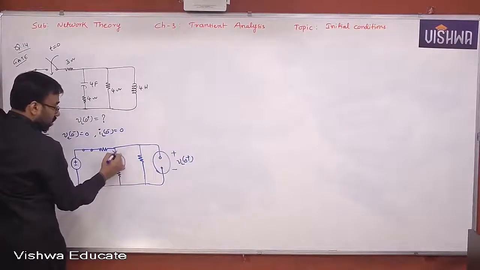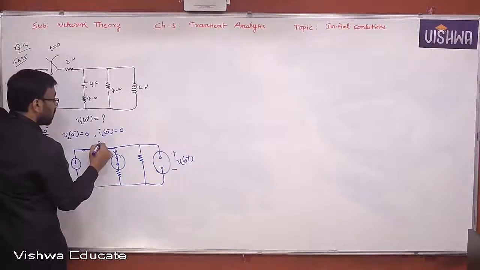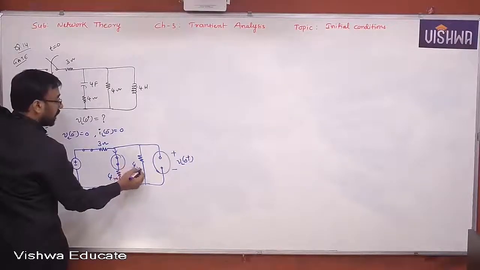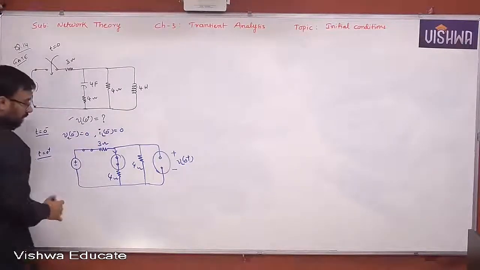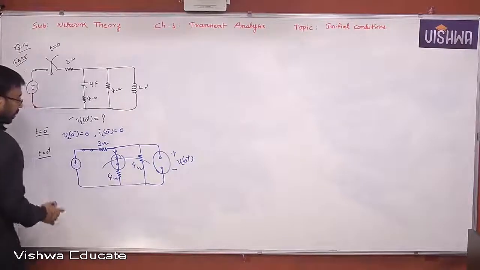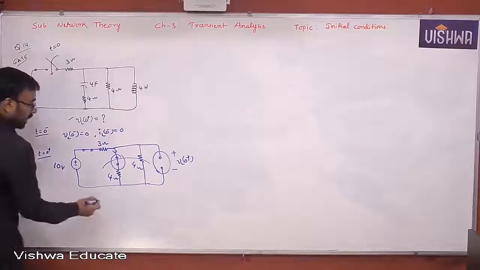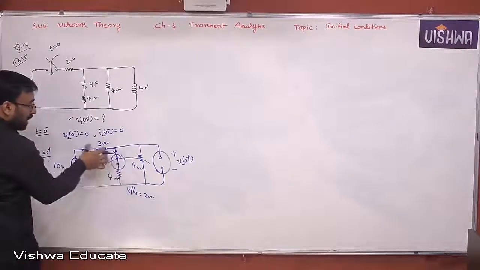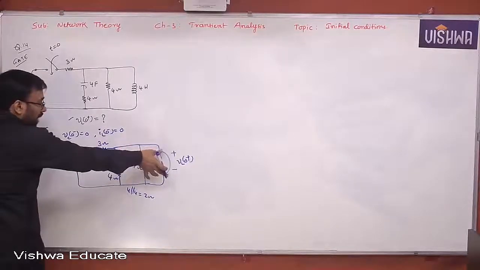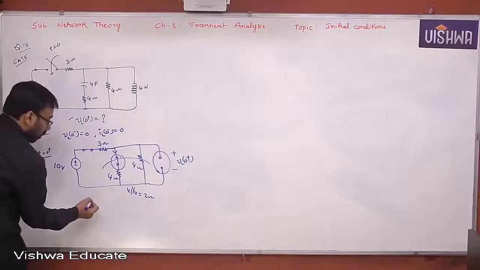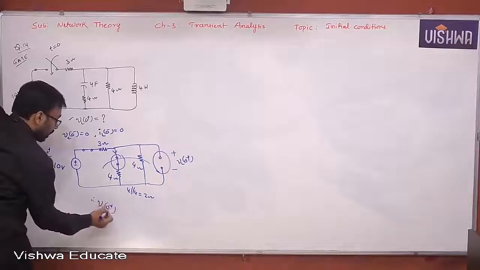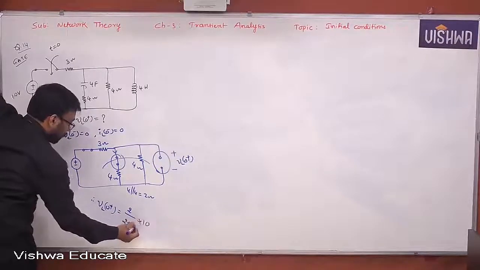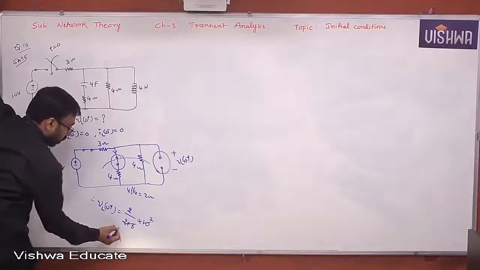This is IC of 0 plus, but the question is not asked on the current through the capacitor. It is the voltage across the inductor. Yes or no? Okay. So what is that? 4 and 4 in parallel is nothing but 2. Now this 2 and 3 are in series. The voltage across the 2 ohm is nothing but the voltage across the inductor. Therefore, VL of 0 plus is 2 divided by 2 plus 3, into 10. Finally, you got 4 volts.